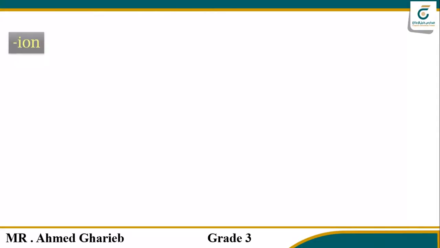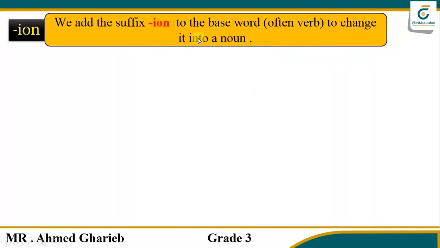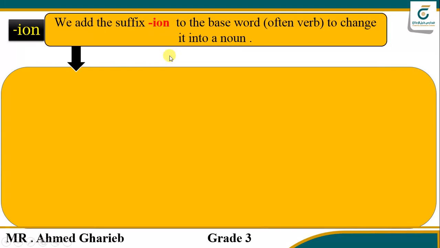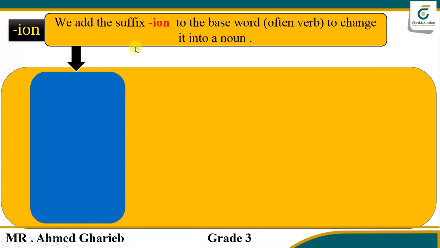let's start with the ion making the sound shin. So this suffix we add to the base word, which is often a verb. Why? To change it into a noun. So we add ion to the verb to make a noun. Let's have some examples, but before we start I want to tell you that the ion comes after T or S.